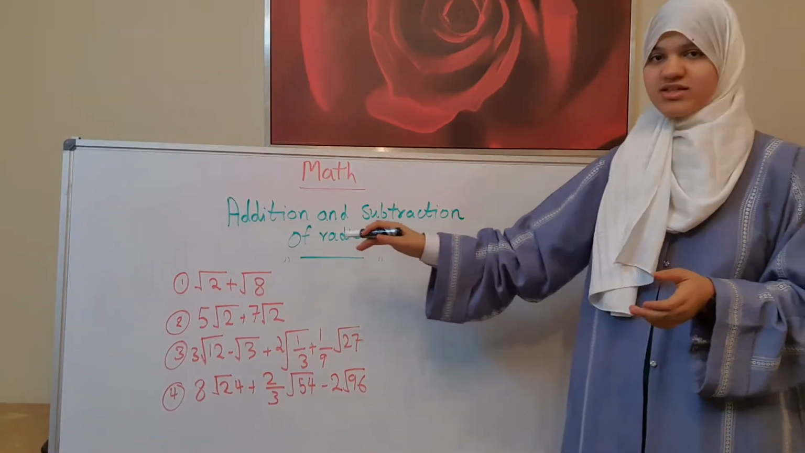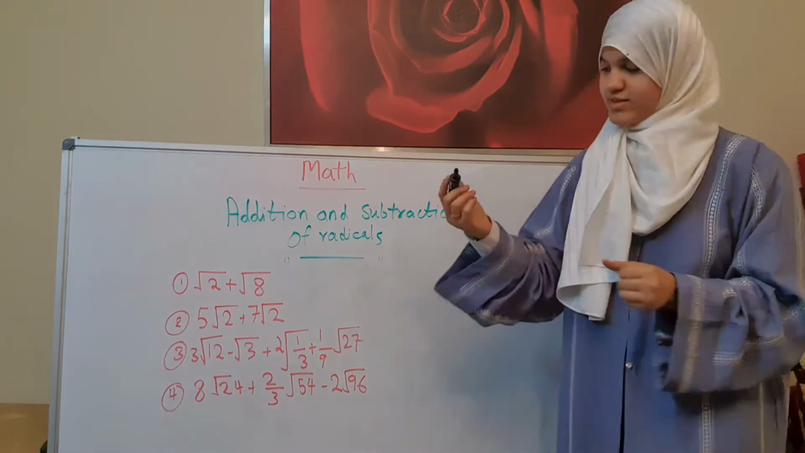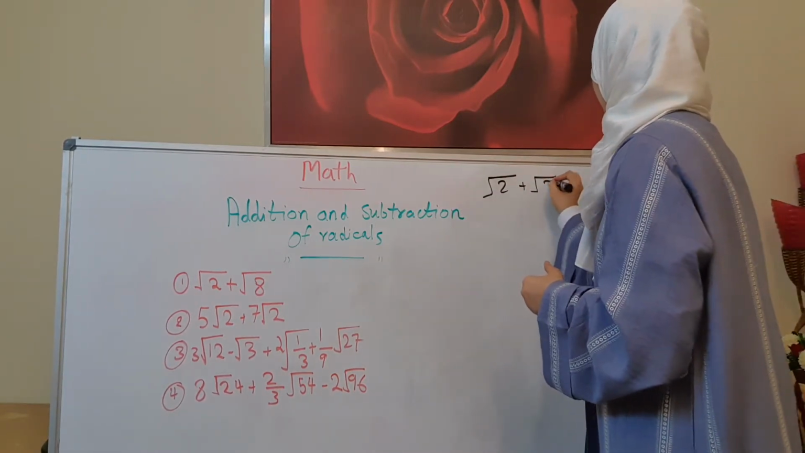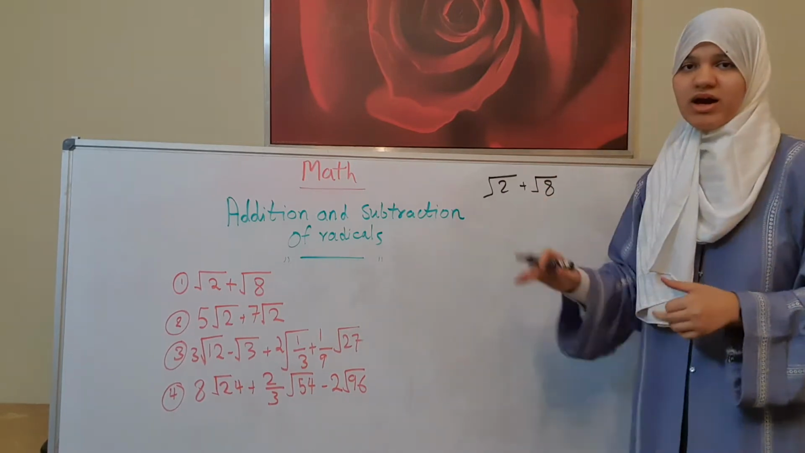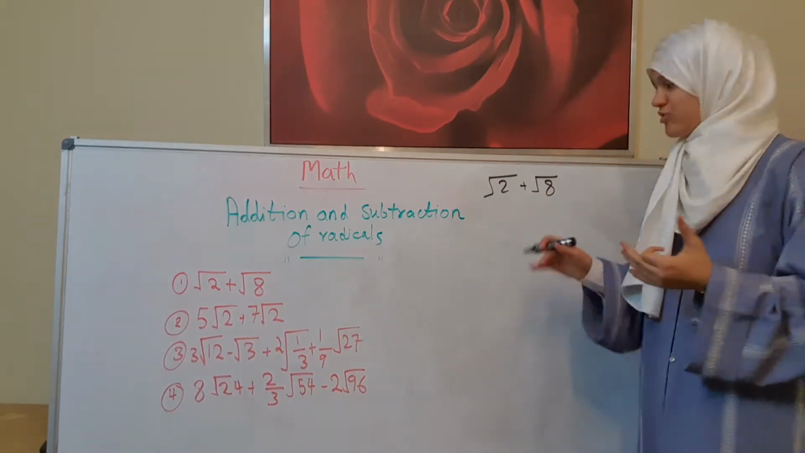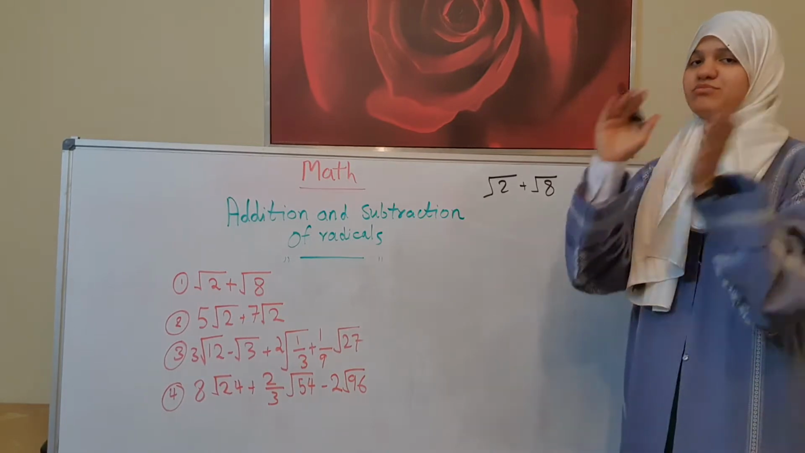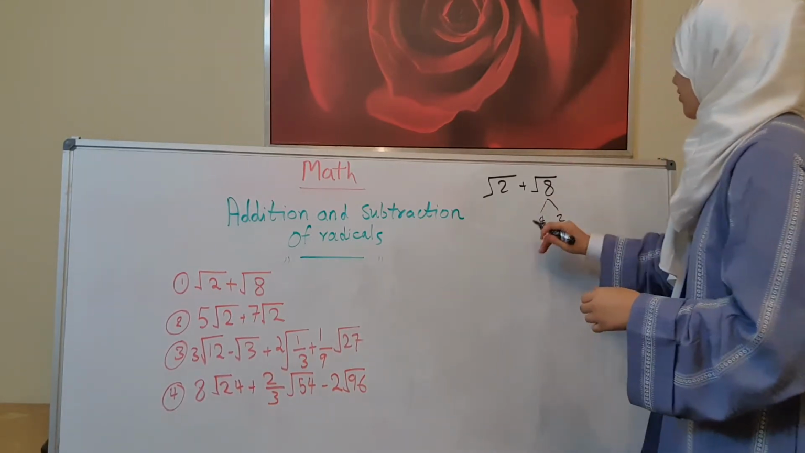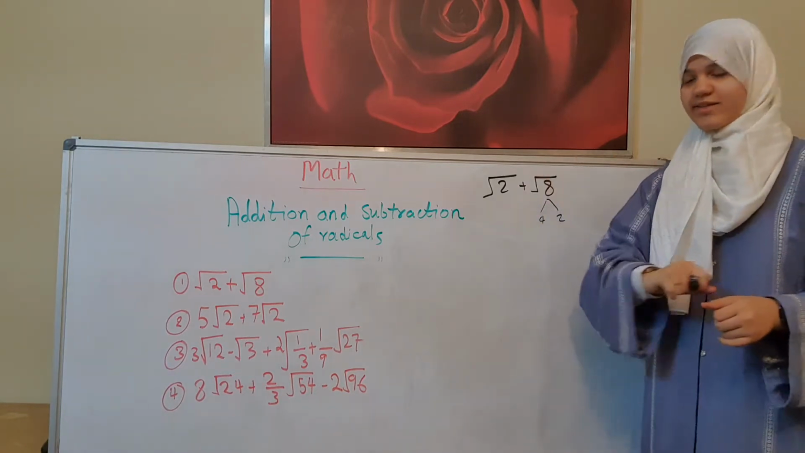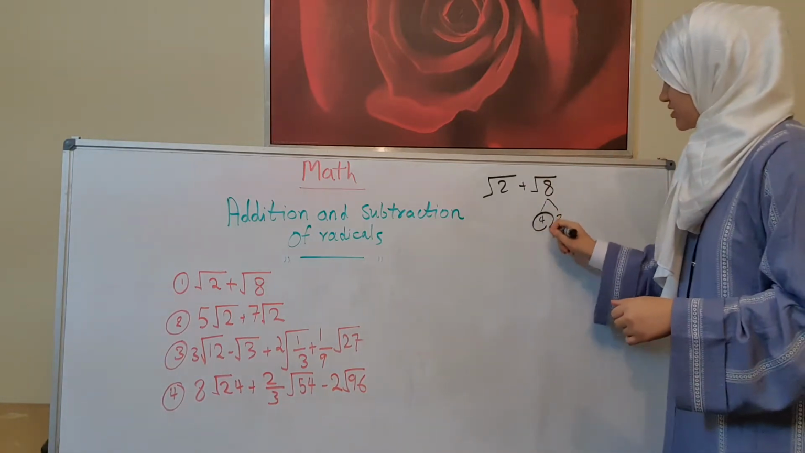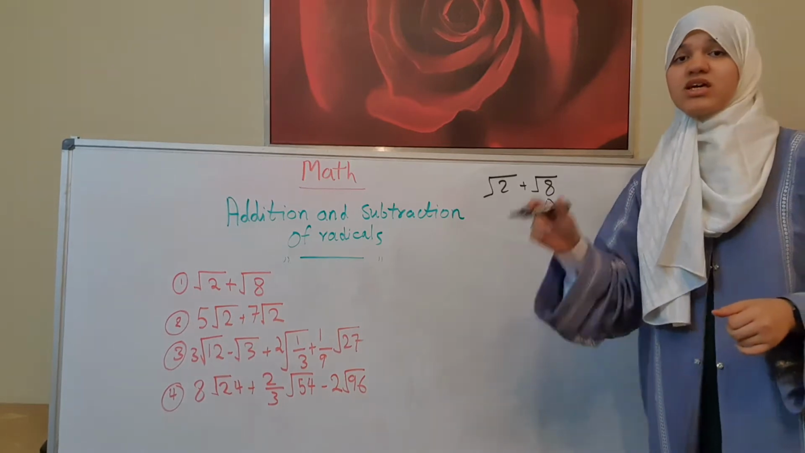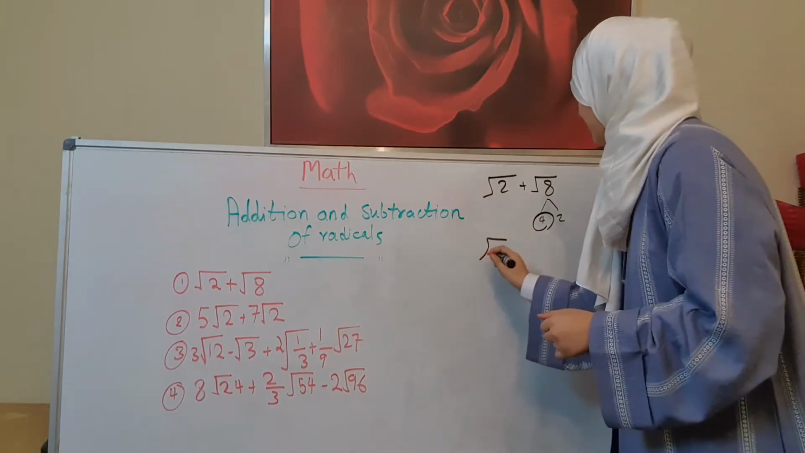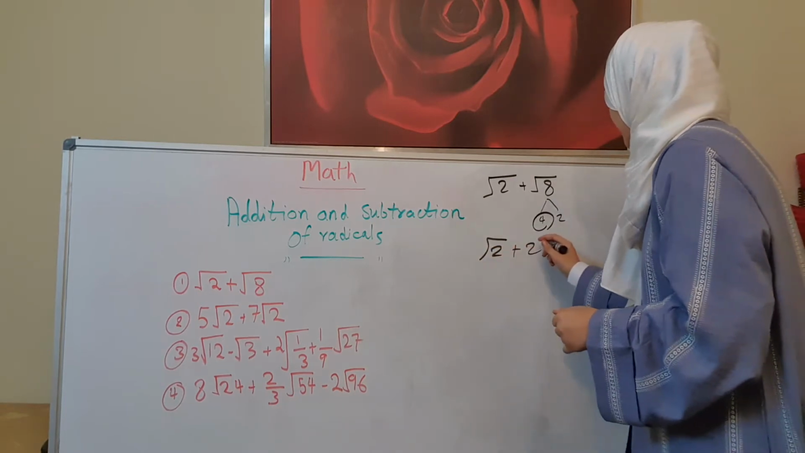The first question says that radical 2 plus radical 8. Now what we have here, radical 2 plus radical 8. We know that both of them are non-perfect square, so that means we make radical 8 non-perfect and perfect square. That means we have 2 and 4, because 4 times 2 is equal to 8. Now, the perfect square here is 4, that means the square root of 4 is 2. Now, what we have, we'll make radical 2 plus 2 radical 2.